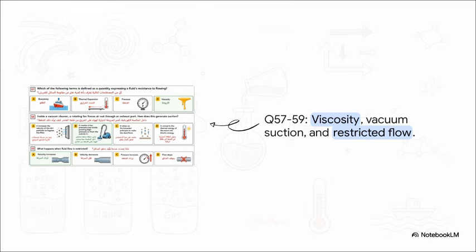And question 59. What happens when fluid flow is restricted? Just like water being forced through a narrower pipe, restricting the flow forces the fluid to speed up, so velocity increases, which brings us to answer A.